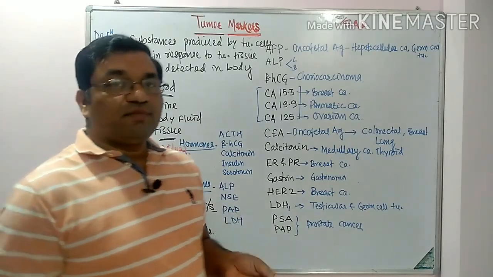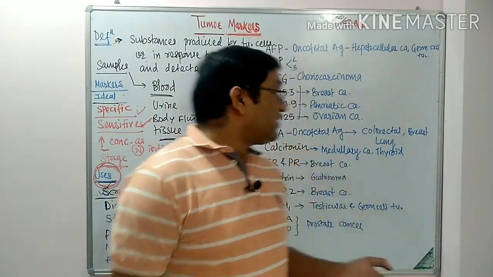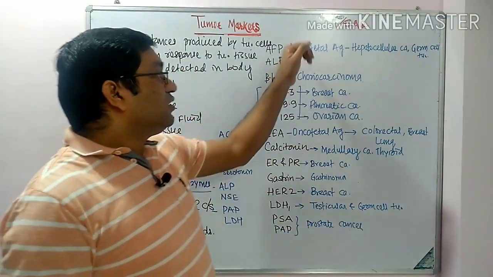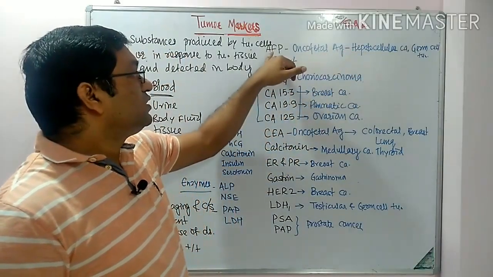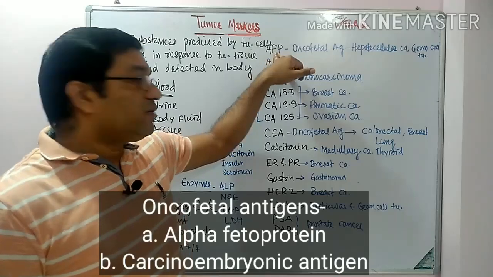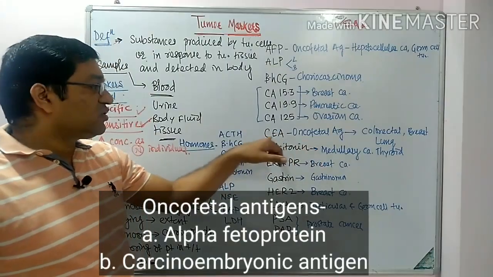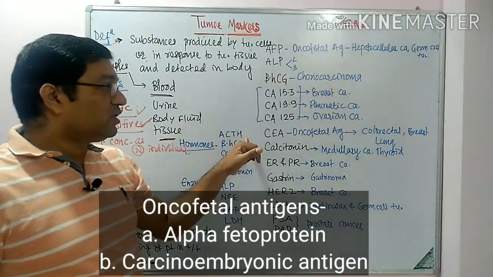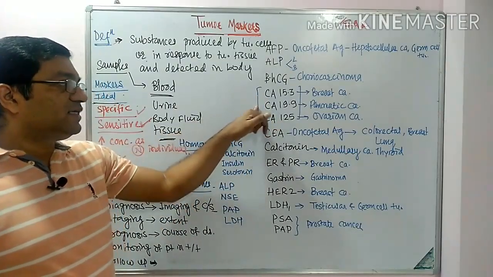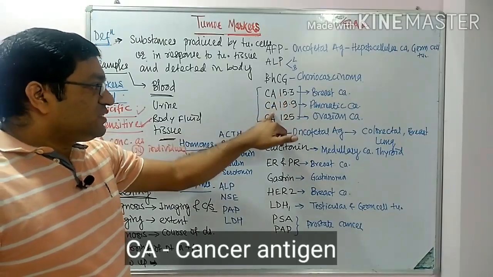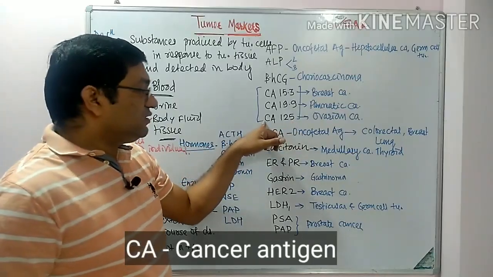Now coming to the examples or classification of tumor markers. Tumor markers can be classified into oncofetal markers, that is oncofetal antigens. It includes AFP, that is alpha-fetoprotein, and carcinoembryonic antigen. Then carbohydrate antigen or cancer antigen, that is CA15-3, CA19-9 and CA125. These are the cancer antigens.